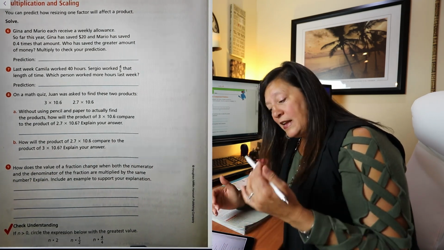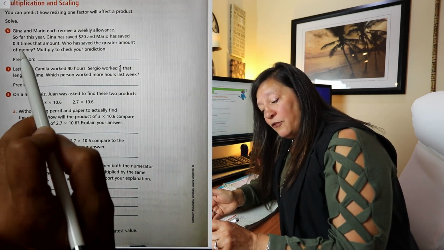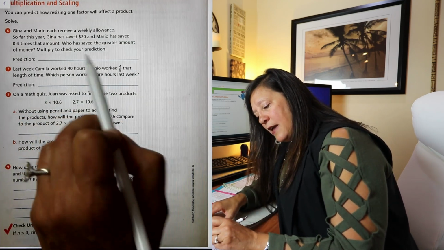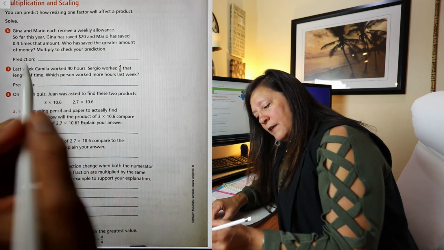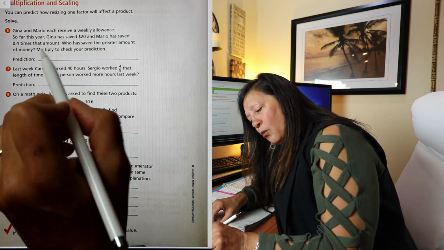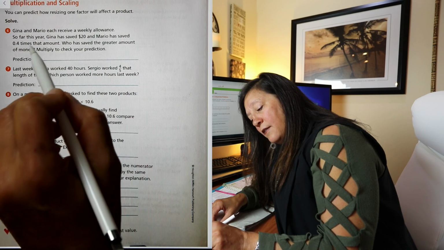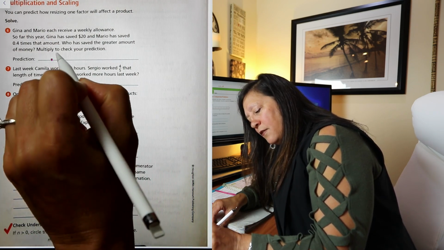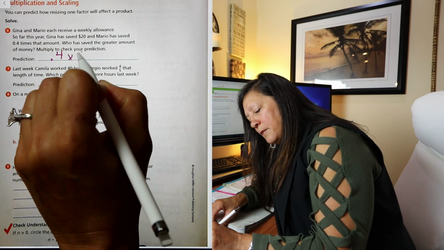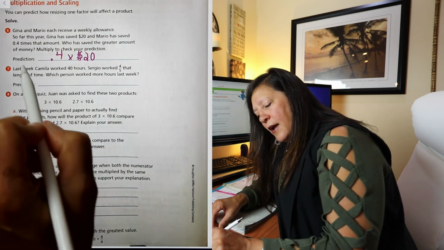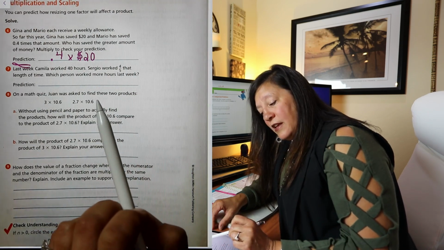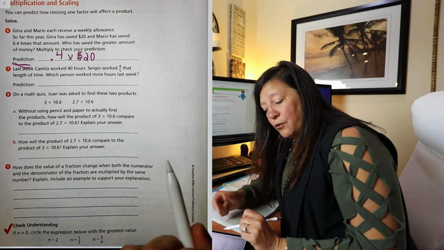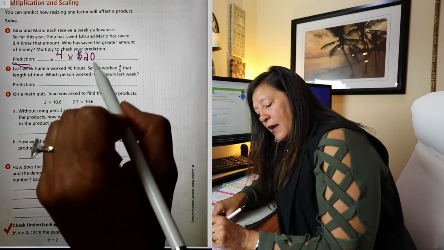Now remember, when we're taking a whole number times a decimal or a fraction, you're going to end up with a smaller number, okay? Who saved the greater amount? Okay, so Gina has saved 20 and Mario has, let's read this again, 0.4 times. So 0.4 times 20. Now I would expect your prediction is, because you're taking a decimal times a whole number, Mario is going to be your prediction, okay?